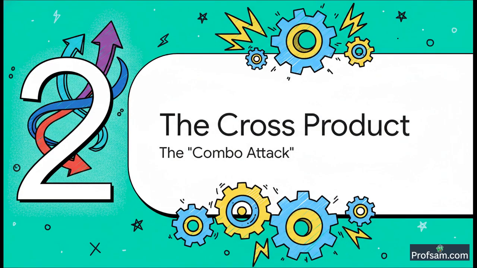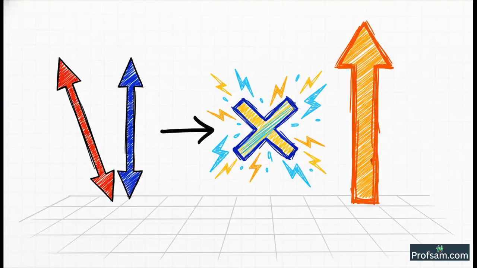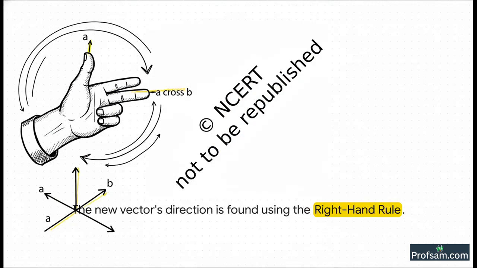Okay, time to switch game modes. Let's talk about the cross product. This one is not about alignment. It's about creating something totally new. Think of it as a combo attack, where two different powers combine to create a third, completely unique effect. And here is the biggest difference from the dot product. The cross product doesn't give you a number. It gives you a brand new vector. This result has its own magnitude and, more importantly, a totally unique direction that's different from the first two vectors you started with. So, where does this new vector actually point?